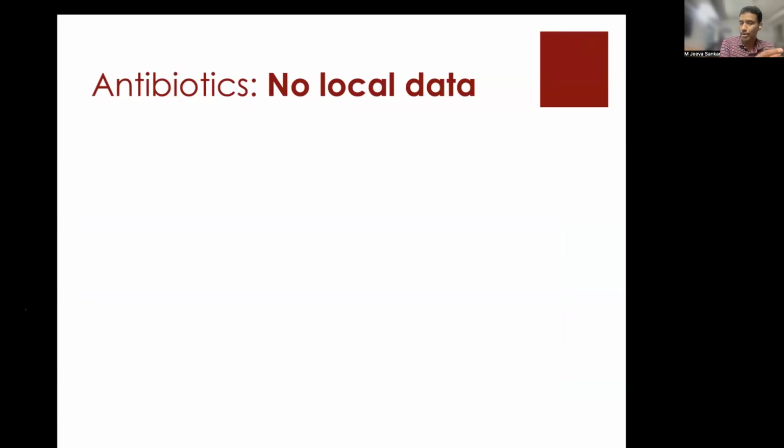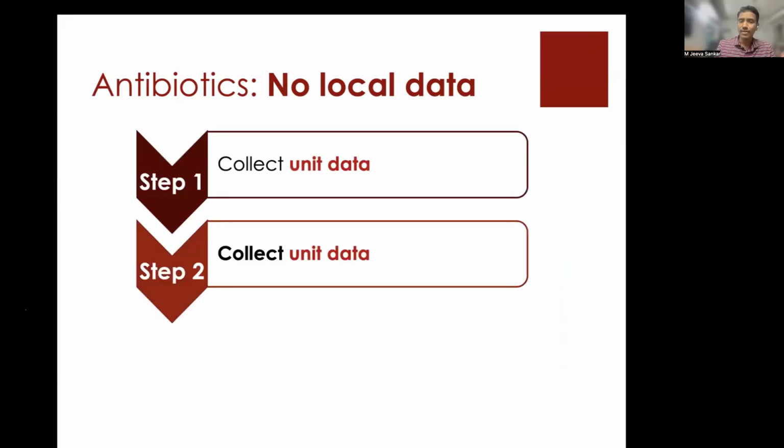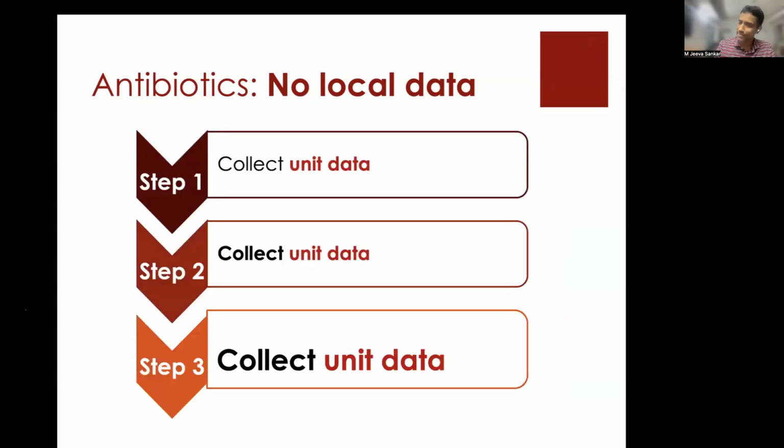Now, the next question is, if I do not have local data, what will I do? If you have a local antibiogram, that's the first strategy, the 6 steps I described will work. But if you do not have data, then there are only 3 steps. Step 1 is collect data. Step 2 is collect data. And step 3 is collect data. So there is no escape from collecting data.